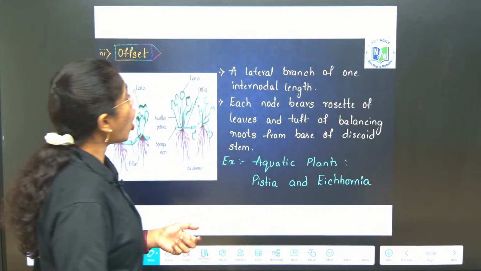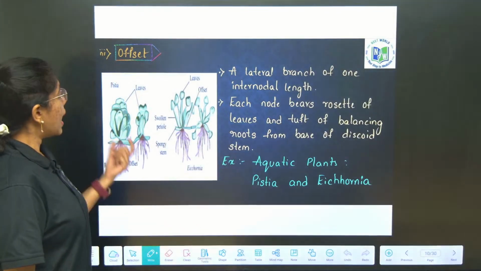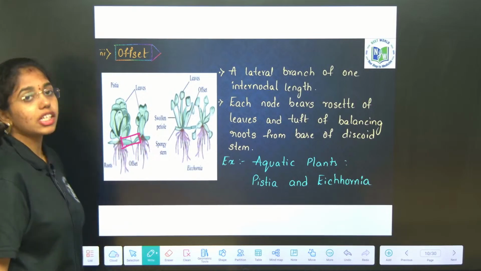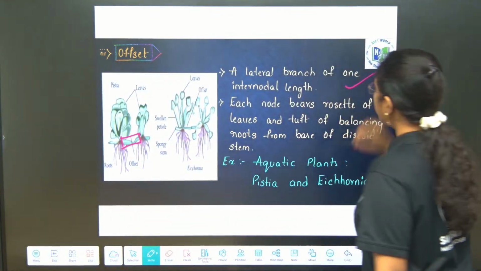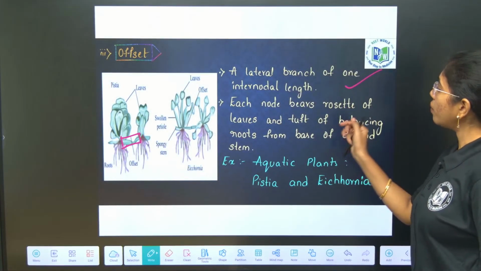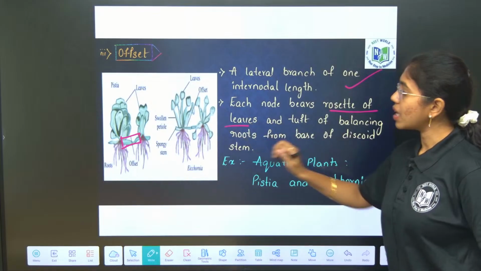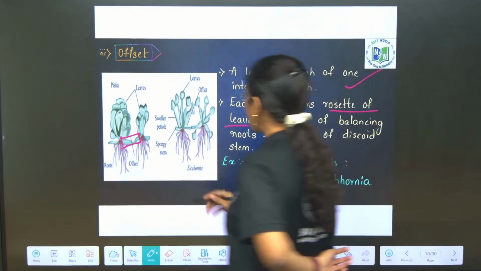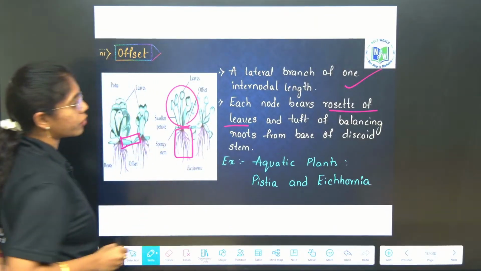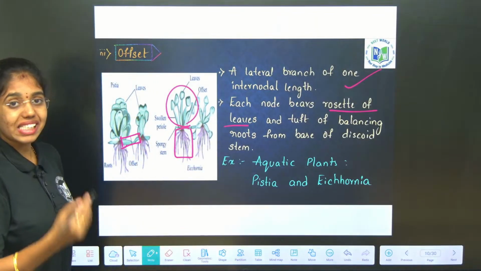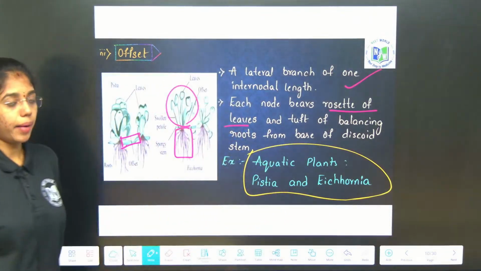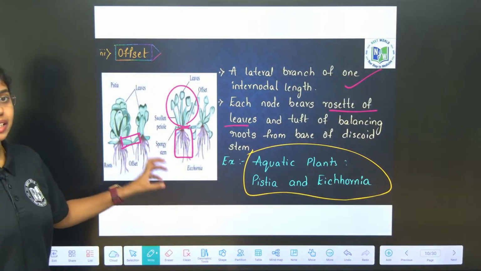Next you see offset. What is offset? A lateral branch with just one internodal length is called an offset. Each nodal point will bear a rosette of leaves and a tuft of roots at the base. Best examples include aquatic plants like Pistia and Eichhornia.